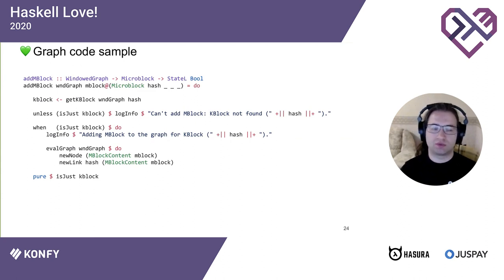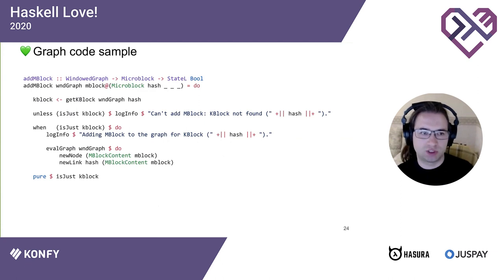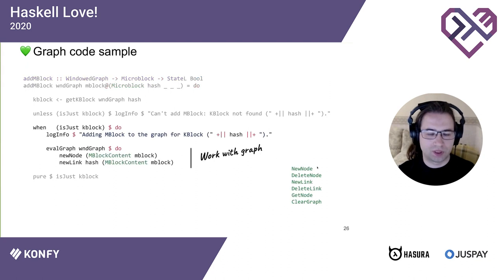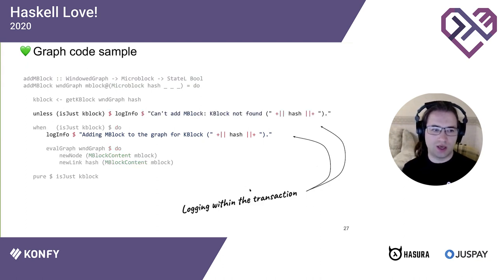Okay. Let me talk about the STM-like subsystem a little bit more. So in here you see again a free monadic language, StateL, which has the same methods as STM. For example, new var, read var, write var, retry. But also it has a logger interface, and we can actually see how it works. Apart from the logger interface, it can evaluate work on the graph. The graph also is a separate free monadic language. So we nest one language into another here. And this language, for example, has new node, delete node, and other methods. And as I said, you can have logging in your transactions. Essentially, this whole StateL function is a single STM-like transaction.